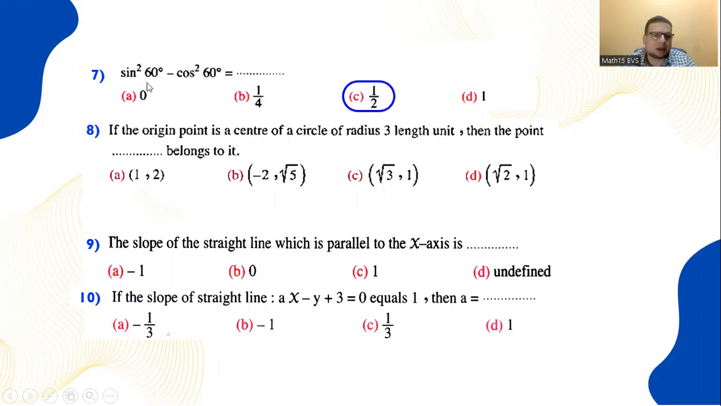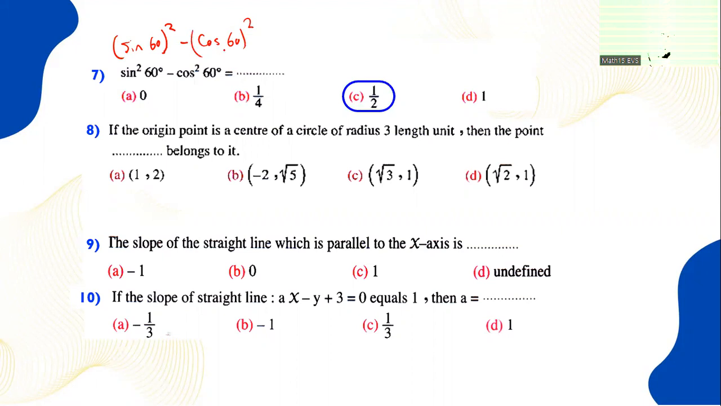Question number 7: sine squared 60 minus cosine squared 60 equals what? You can use the calculator by putting sine 60 in brackets, power 2, minus cosine 60 in brackets, power 2. By using the calculator you will get half.